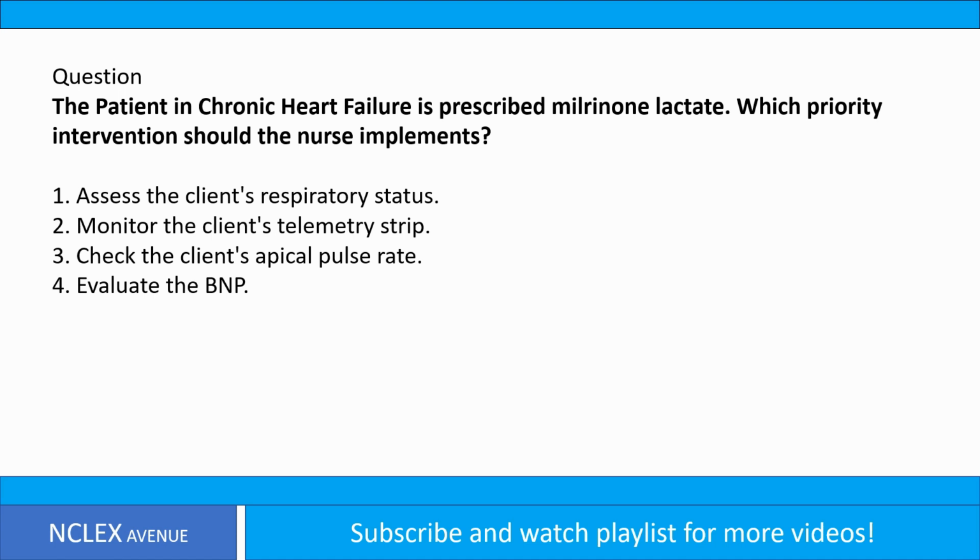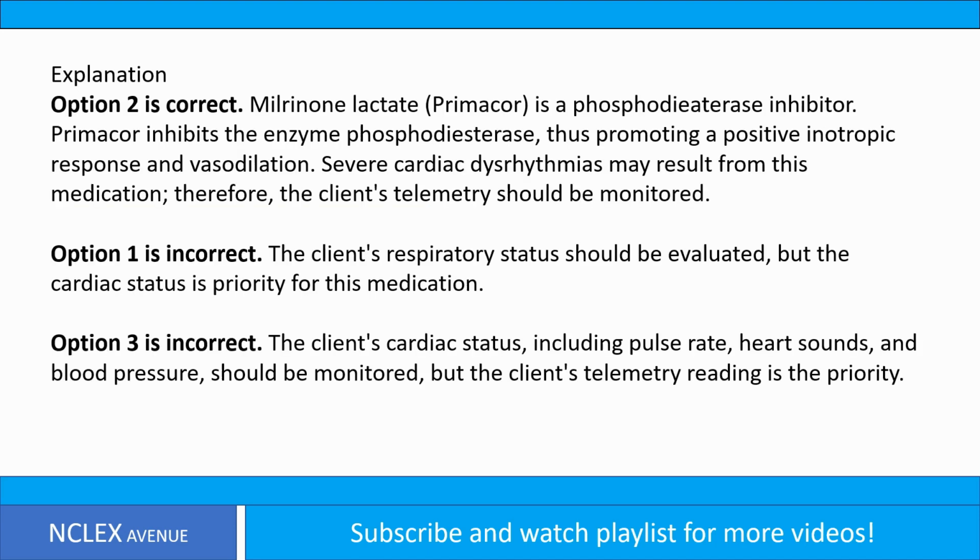Which priority intervention should the nurse implement? 1. Assess the client's respiratory status. 2. Monitor the client's telemetry strip. 3. Check the client's apical pulse rate. 4. Evaluate the BNP. Answer. Option 2 is correct. Explanation.